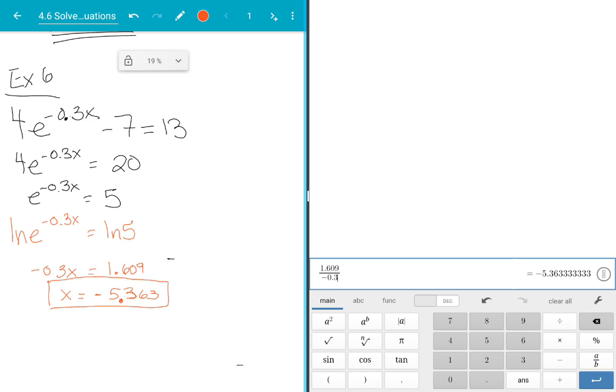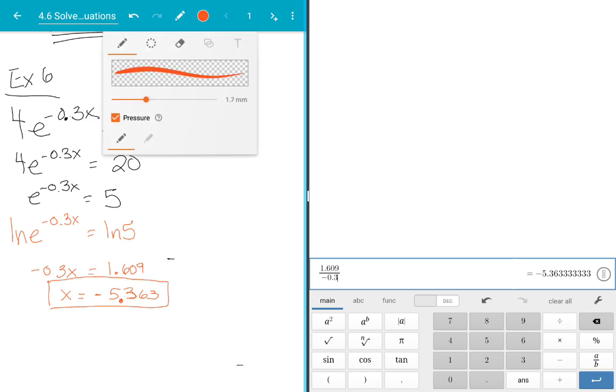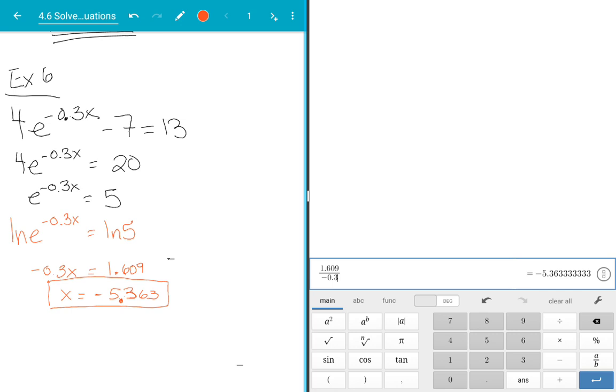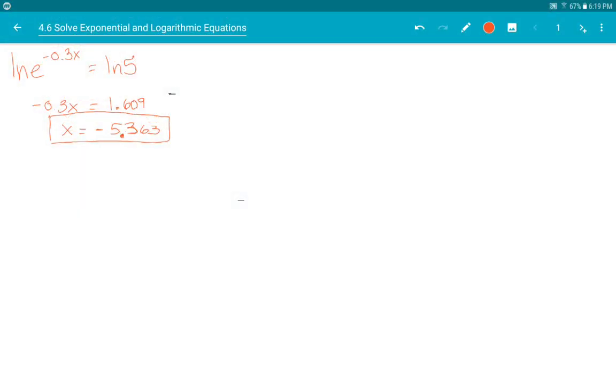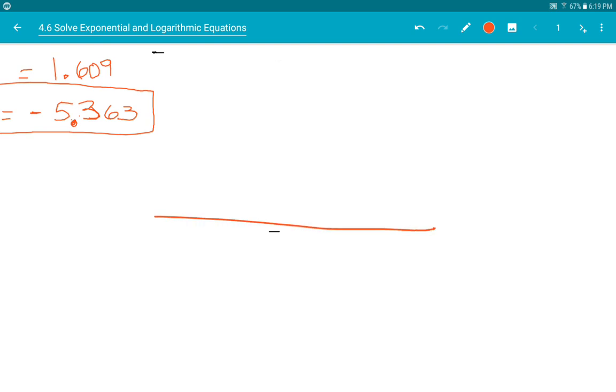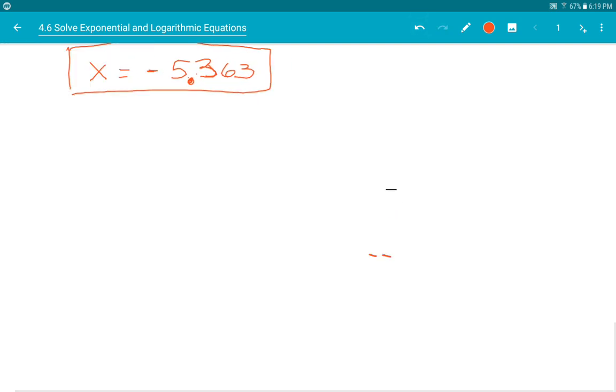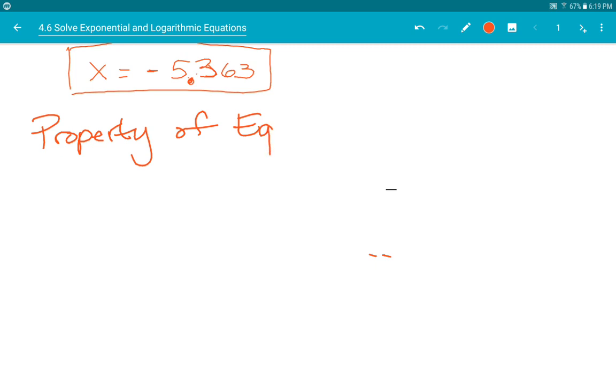All right, so let's keep going. Now, we did a bunch of different things with exponentials. So now we're going to take a look at logarithmic equations really quickly. But before we do that, we need to talk about the property of equality for these logarithms.